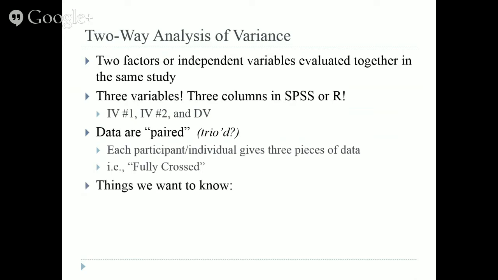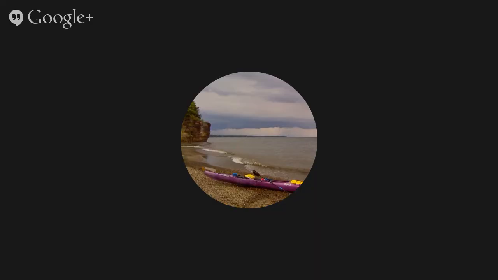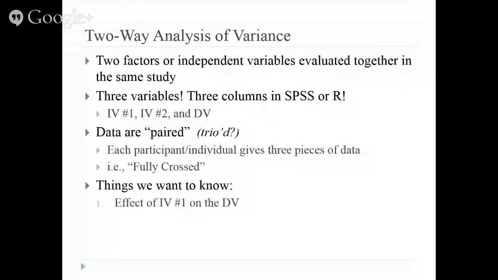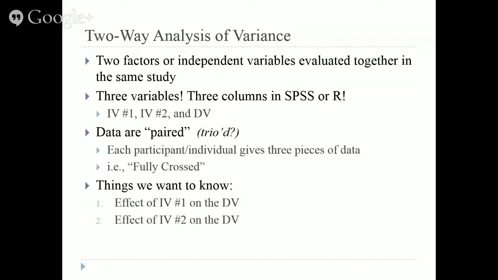So the things that we want to know that factorial analysis of variance can tell us is, what is the effect of variable 1 on the dependent variable? We say effect, and effect means the amount to which the means of the different groups in that independent variable are different in the dependent variable. Or another way to say that is the association between independent variable 1 and the dependent variable. And then we can find out that same thing for independent variable number 2. Now, the interesting part is we can also look at the effect of the interaction between independent variable 1 and independent variable 2 on the dependent variable.